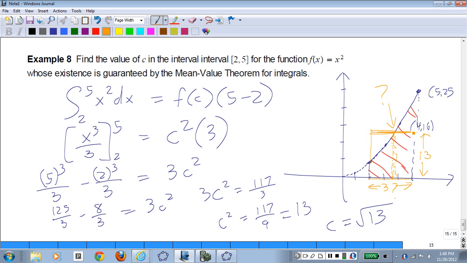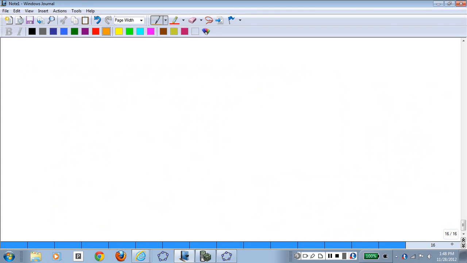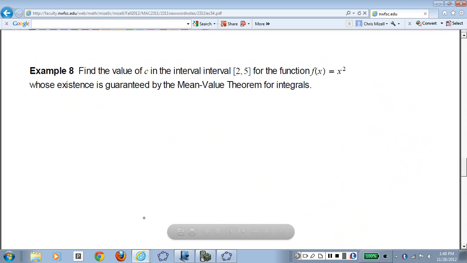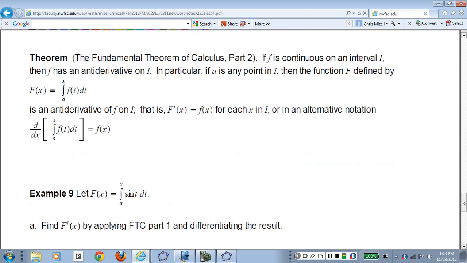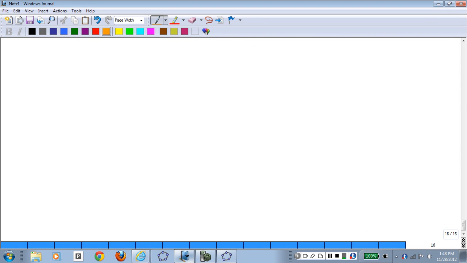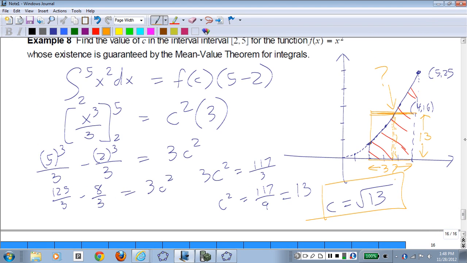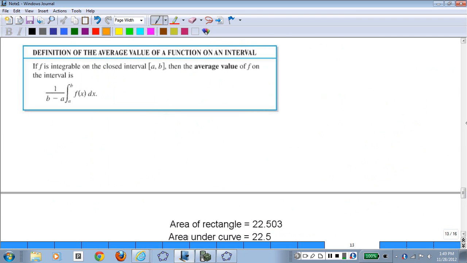So to answer the question, C equals the square root of 13. That's what we were looking for. That's the value of C between 2 and 5, whose existence is guaranteed by the mean value theorem for integrals. Now, the fundamental theorem of calculus part 2 is important enough, but I've actually skipped something that's kind of important, and so I wanted to make sure that I include it.